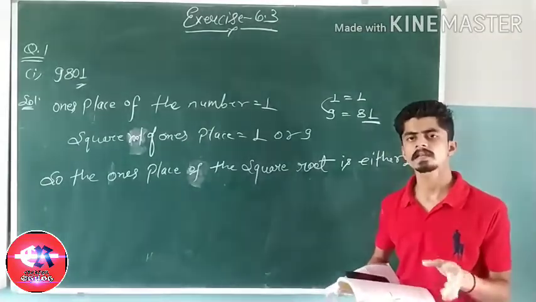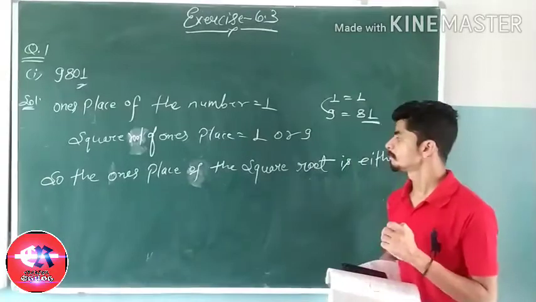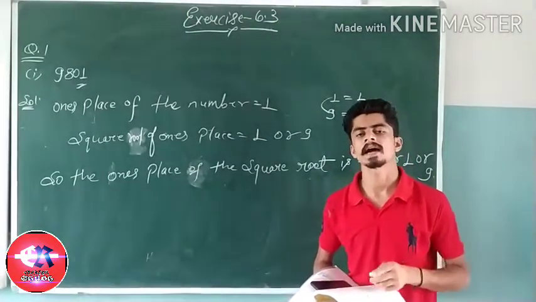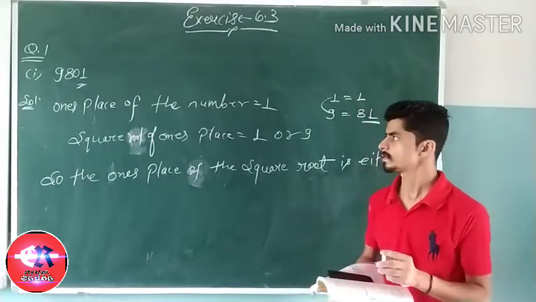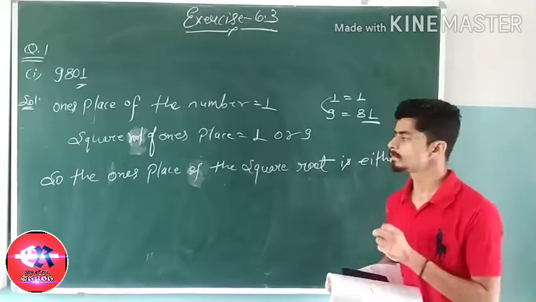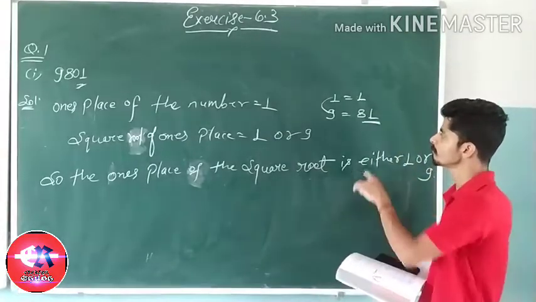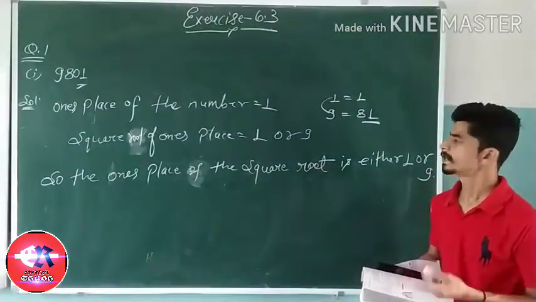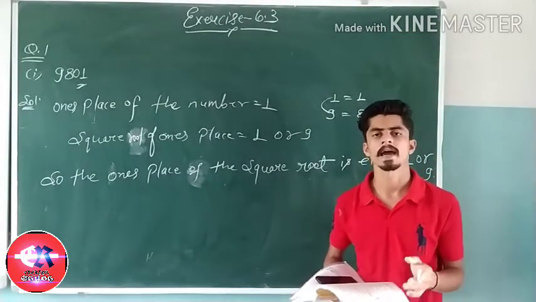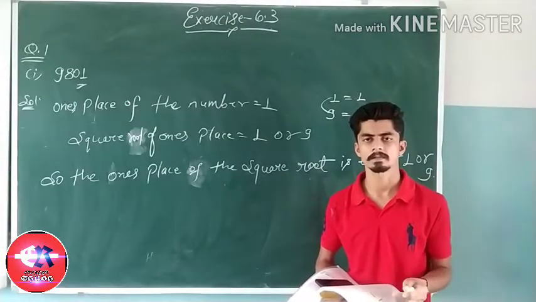That means whatever number we get after finding the square root of 9801, it is compulsory that it will have 1 or 9 at its ones place, because we get 1 at the ones place only in 2 cases: when we square 1 or 9. When we square 9 we get 81, and the ones place of 81 is 1. That means the square root of 9801 will have 1 or 9 at its ones place.